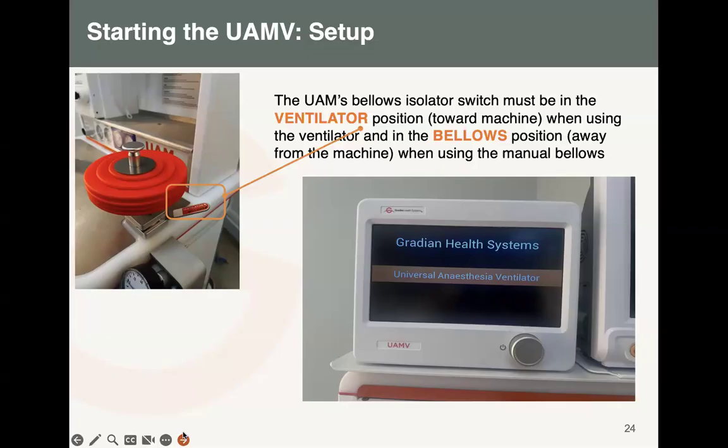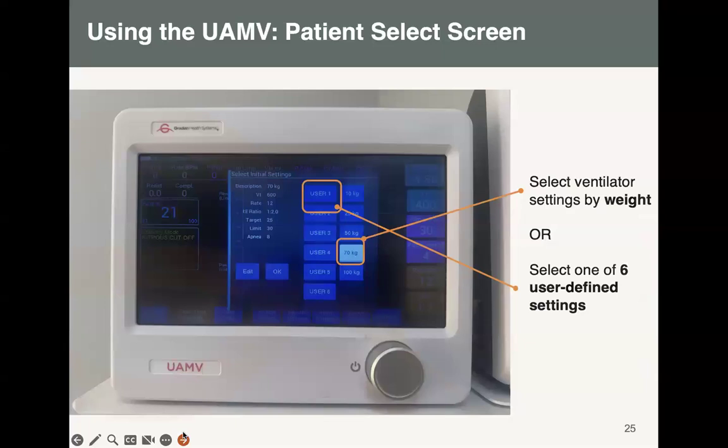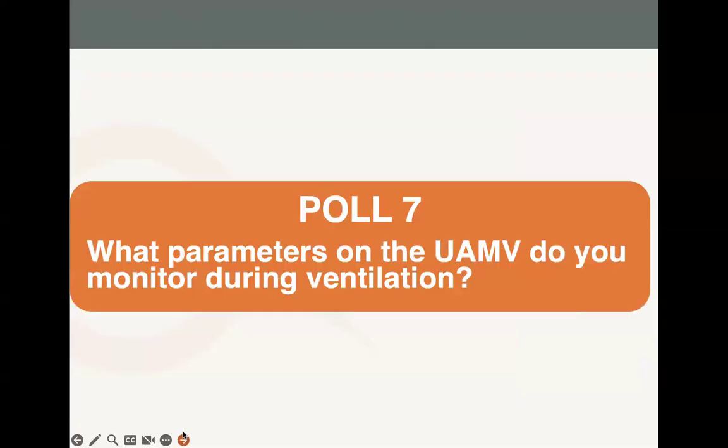So starting the case, you have to switch the bellow isolator switch toward the vent. That is number one. If you start the ventilator while the bellow is still on manual, air will go to the bellow and the machine will start the alarm, and the patient might not get the air. So the right movement is, you switch the bellow isolator switch first, and then you go to the machine and start the case. Next, madam. Okay, this is the one I said. When you're starting the machine, you have to select the patient. Next.